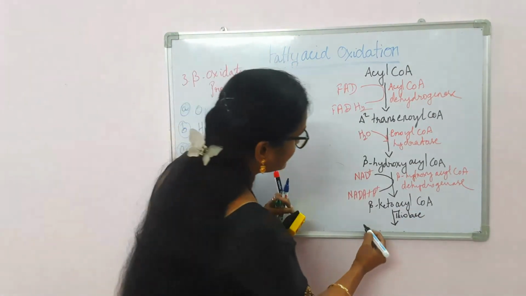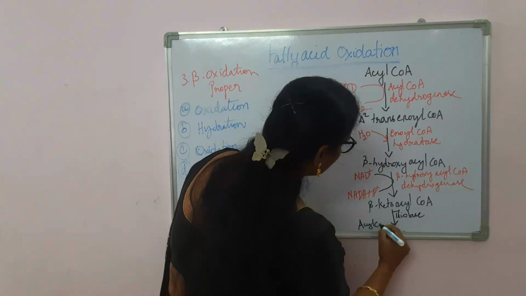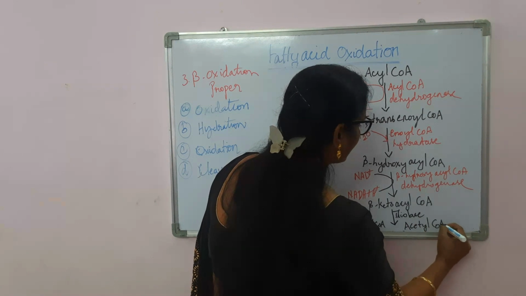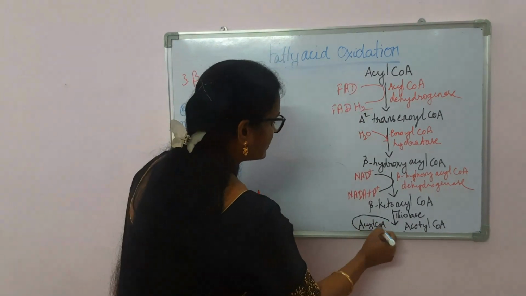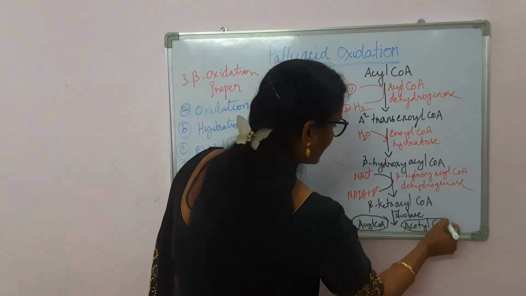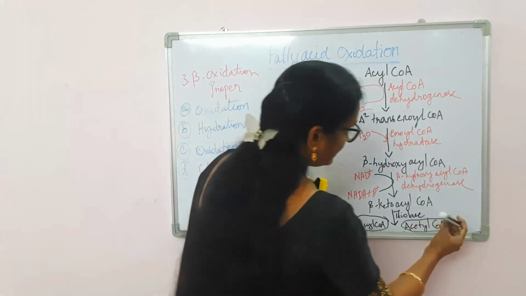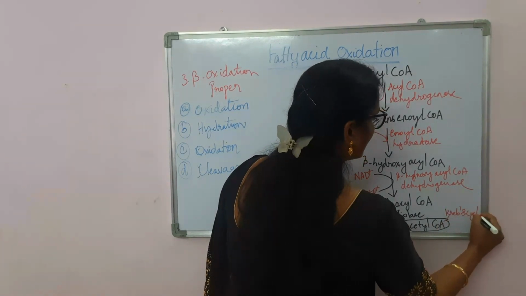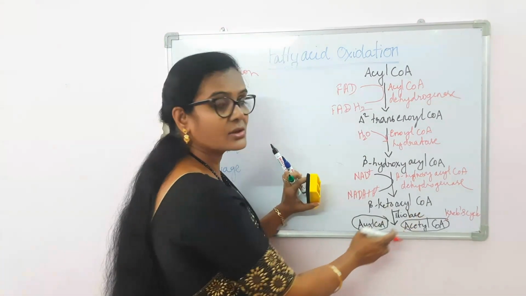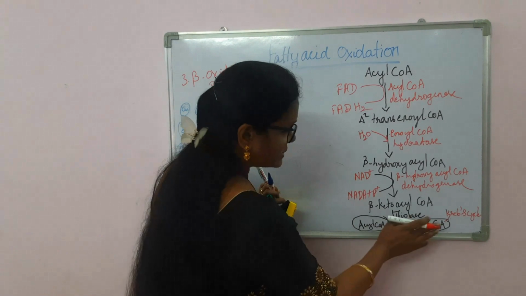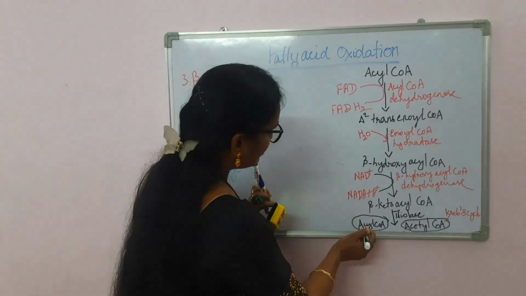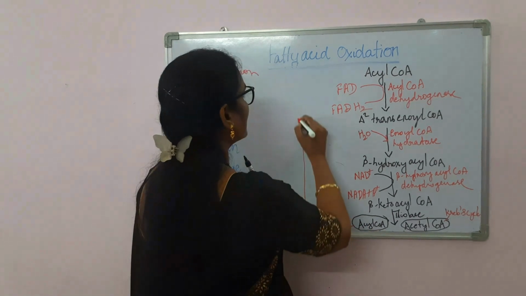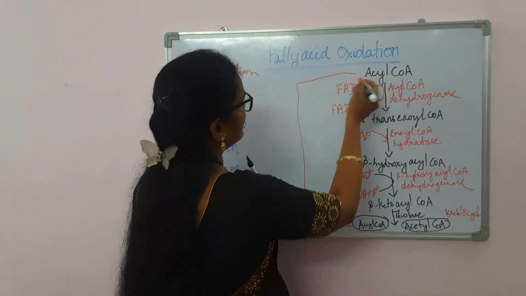Beta keto acyl CoA is cleaved to acyl CoA and acetyl CoA. These two are going to be formed. And we know the fate of acetyl CoA. It enters the Krebs cycle and further gets oxidized with the generation of a certain amount of energy. Whatever acyl CoA is formed again participates in one more cycle of beta oxidation proper.